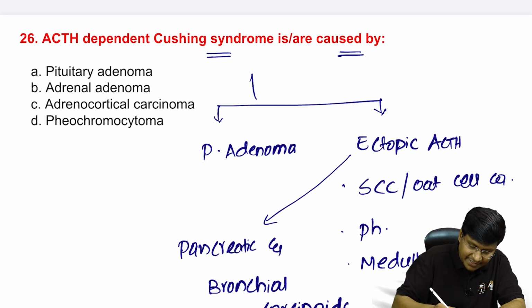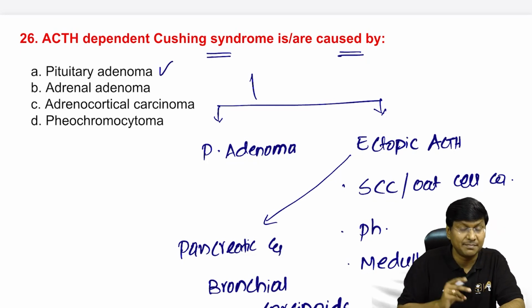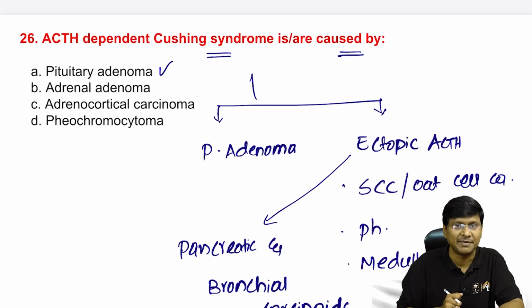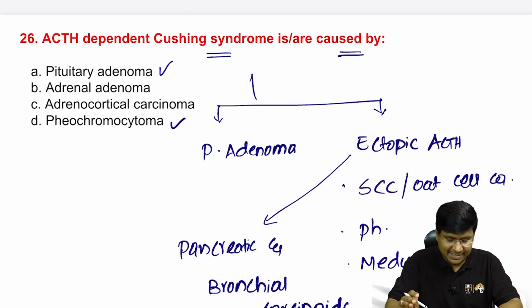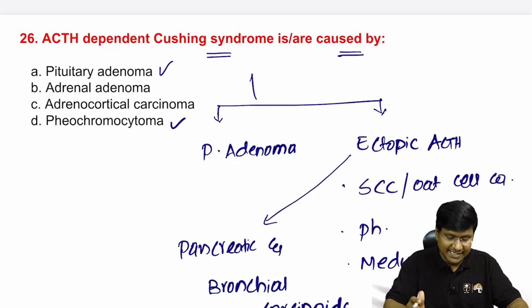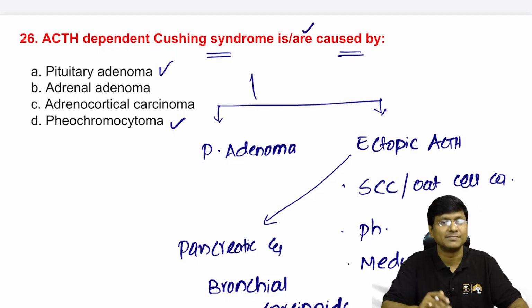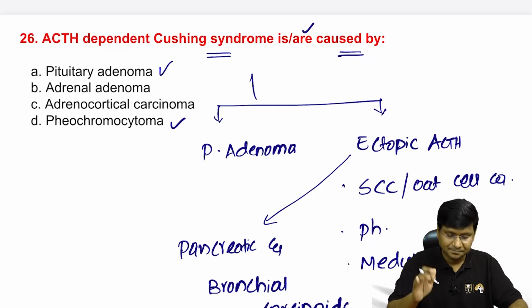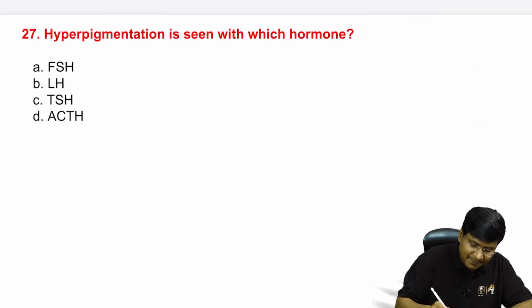So the answer here will be pituitary adenoma. That will be the best answer because it is the most common cause of ACTH-dependent Cushing's. The next best answer will be pheochromocytoma. So ACTH-dependent Cushing syndrome is caused by pituitary adenoma as well as pheochromocytoma. Next question. Hyperpigmentation is seen with which hormone?